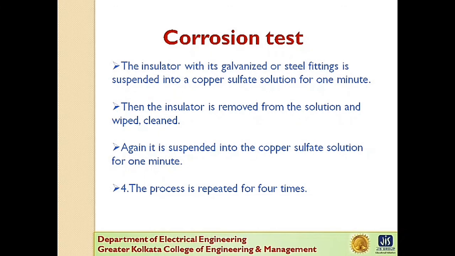Last one is the corrosion test. In this test, the insulator with its metal fitting is suspended into a copper sulfate solution for 1 minute. Then the insulator is removed from the solution, wiped and cleaned. This procedure is repeated 4 times. Then the insulator is examined for any metal deposits on it. There should be zero metal deposit on the insulator.